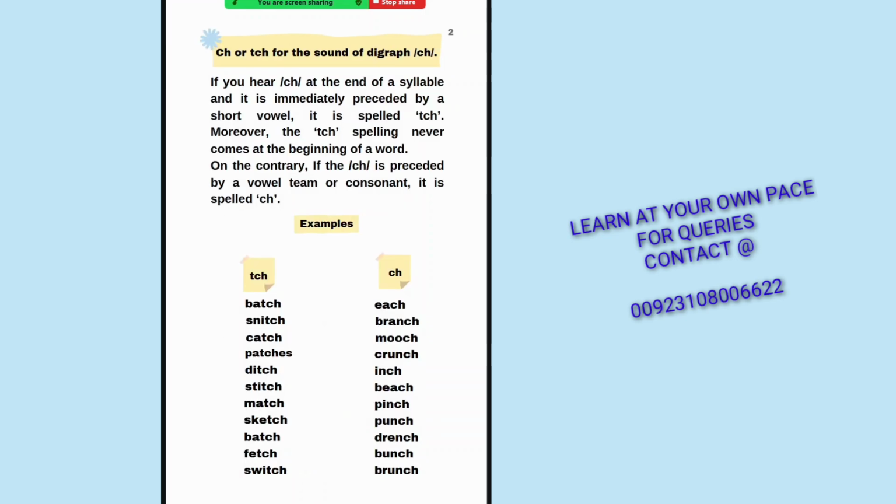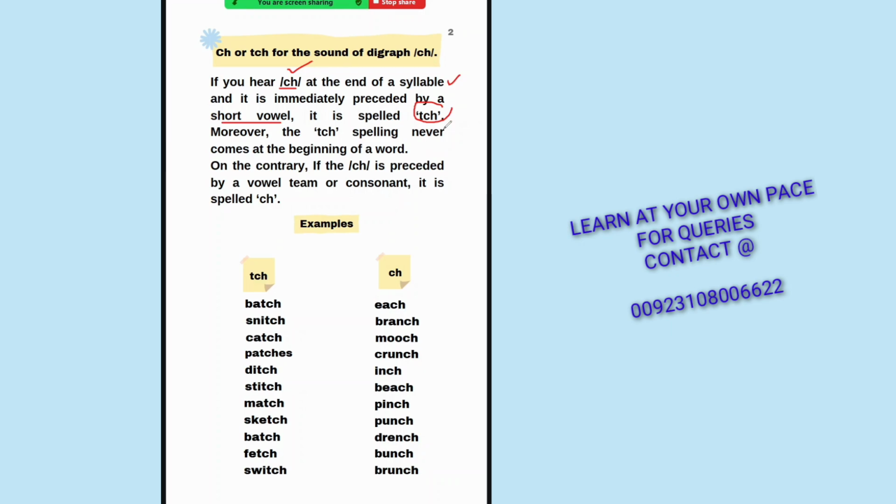Move to the next rule. This is also a very simple rule. Ch, ch, for the ch sound. If you hear ch at the end of a syllable and it is immediately preceded by a short vowel, we will spell it with TCH instead of CH.